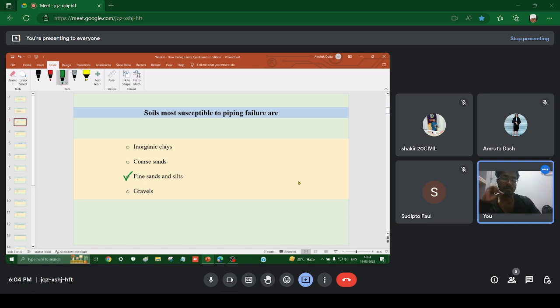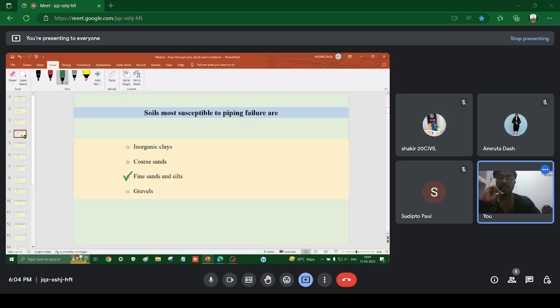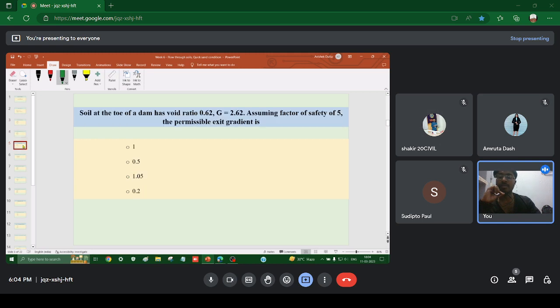Is it clear? Yeah, sir. Thank you. Okay, and this is the phreatic line question. The answer is the phreatic line. Next question: soil at the toe of a dam has void ratio 0.62, specific gravity 2.62. With a factor of safety of 5, the permissible exit gradient is? What is the answer?